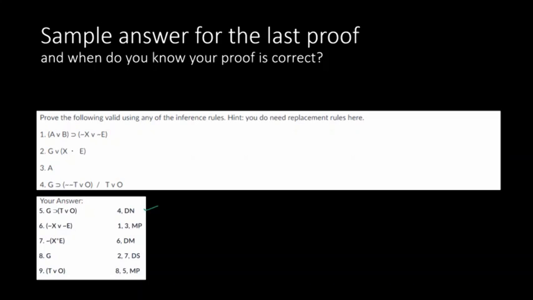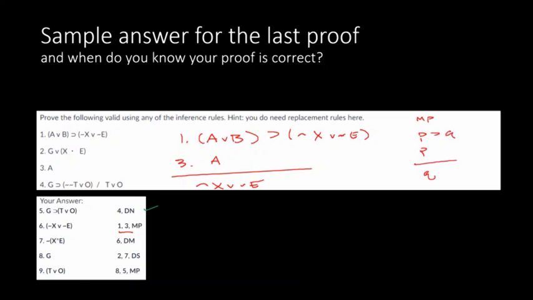Now, at line 6, we do have a problem, though. Lines 1 and 3: A or B, then not X or not E. This is line 1, and line 3 is A, and there's an attempt to derive the consequent. And modus ponens, of course, says, given a conditional and its antecedent, derive the conclusion. Importantly, we don't have the antecedent. We have it in meaning, right? The antecedent says A or B, and line 3 is telling you A.